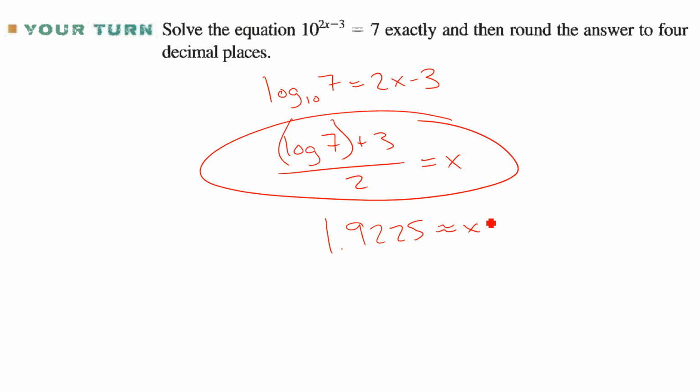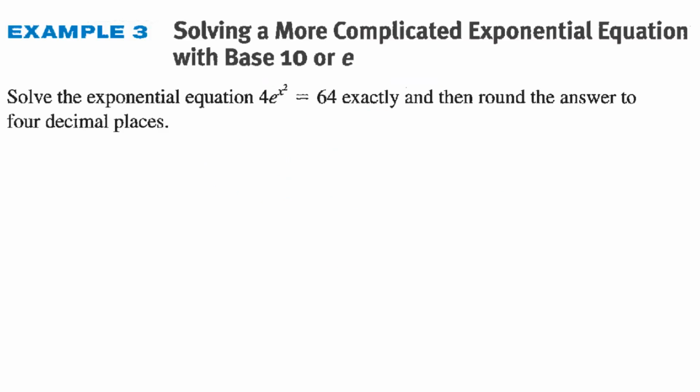Approximately equal to x. Okay, so what about if we have a more complicated power here, an x squared? Same deal. Let's go ahead and divide both sides by 4 first. We'll have e to the x squared equals 64 divided by 4 is 16. And let's go ahead and rewrite this. This is log base e, otherwise known as the natural log of 16 equals x squared.